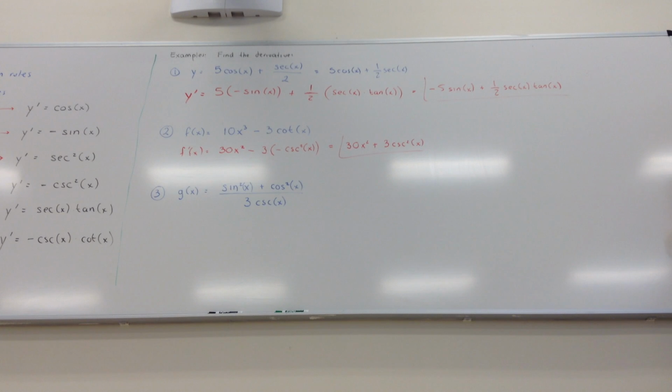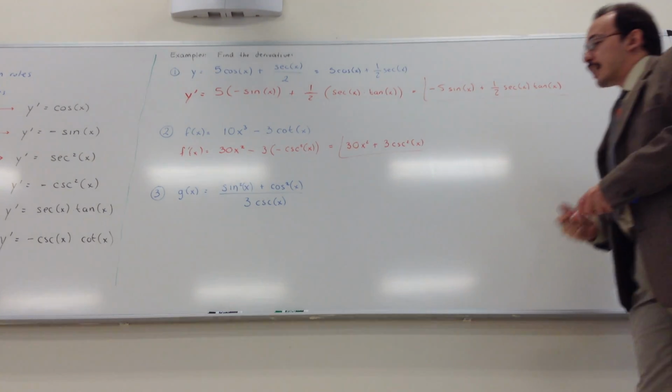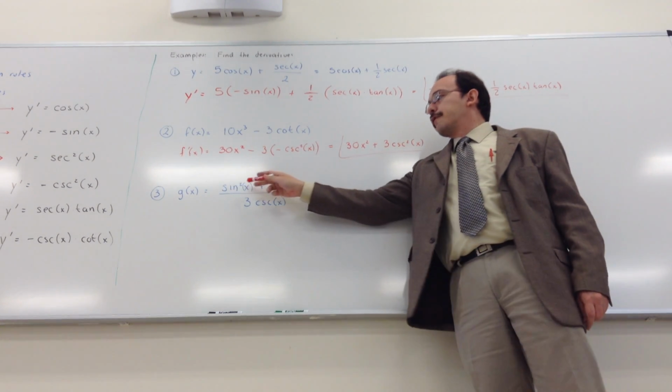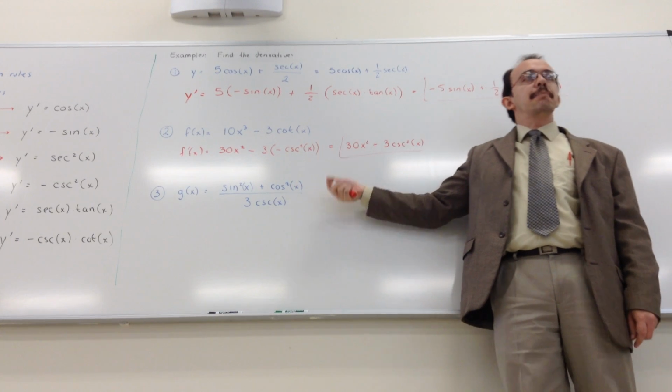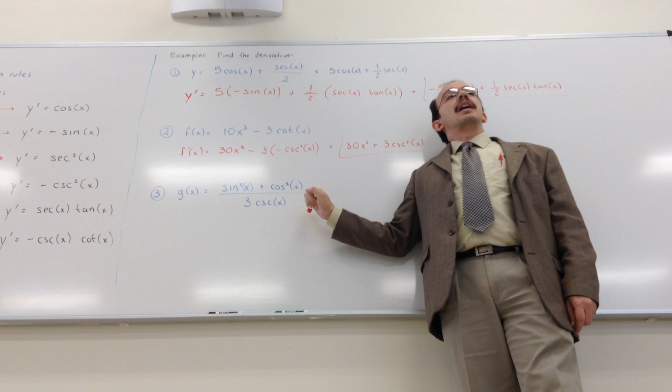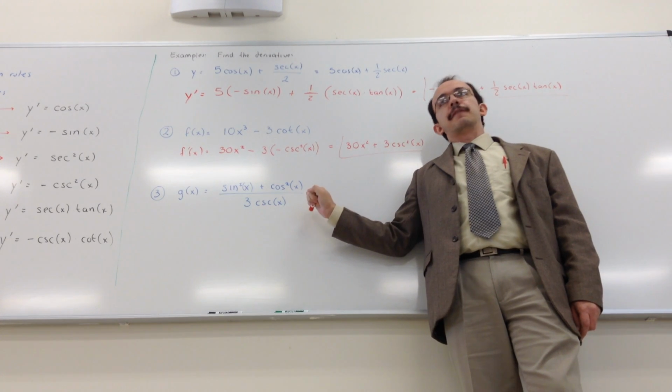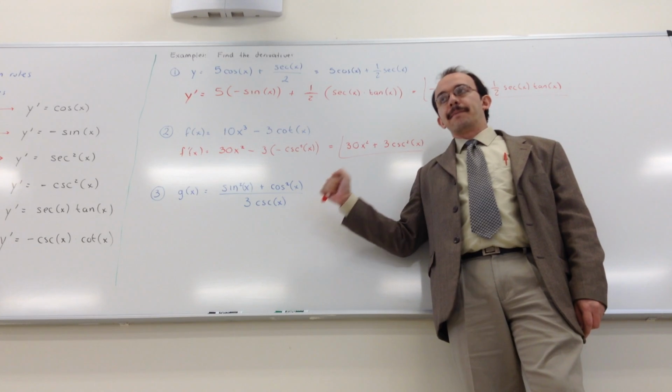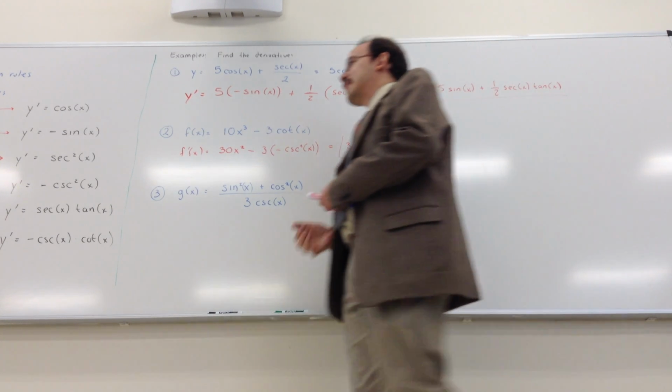Now, what about number 3? Number 3, if you observe, you have sine square of x plus cosine square of x over 3 cosecant. There is no room for sine square. The rule is just for sine, not for sine square. So there's no room for that. In this case, since there are no rules for this directly, you need to simplify it before finding the derivative. By using what? Identities. Very good. Trigonometric identities from last semester.